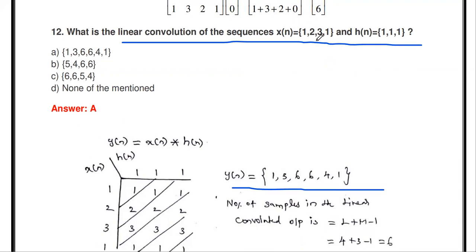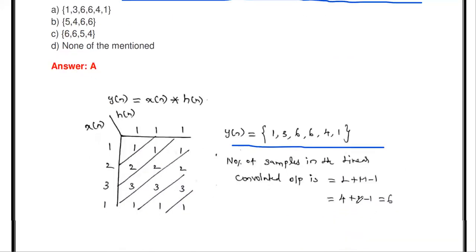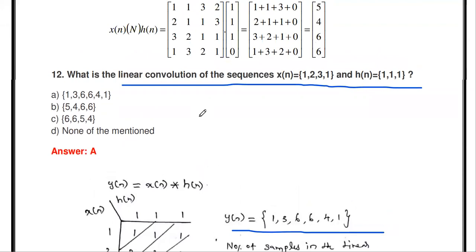Okay, here you see how many samples in the first sequence? 4. How many samples in the second sequence? 3. So 4 plus 3 minus 1 is 6. So we will get 6 outputs.